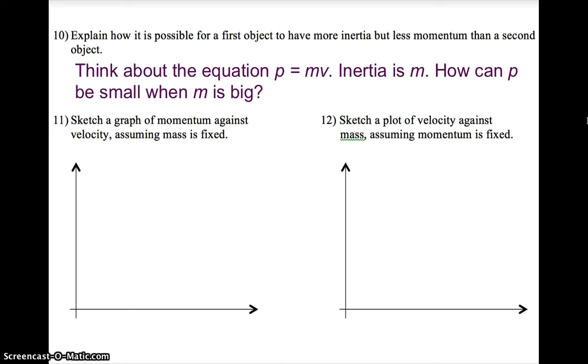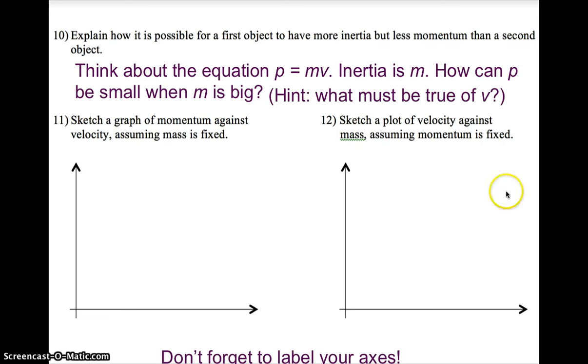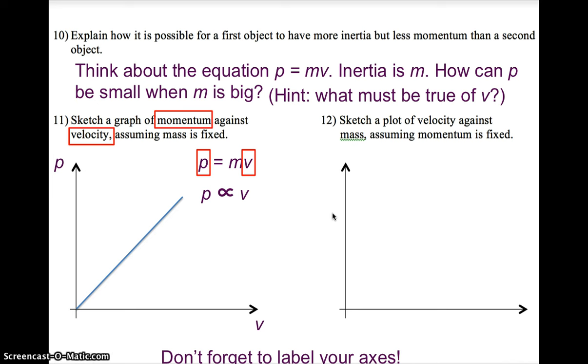Number 11, here's the solution. You first, don't forget to label the axes. That's the first thing that you do. We've got momentum on the y-axis because it comes first. Velocity is on the x-axis because it comes second. You've got the equation for momentum here. You're looking for proportionality between P and V. So there it is, and it's a straight line through the origin. That's the shape of a direct proportionality.